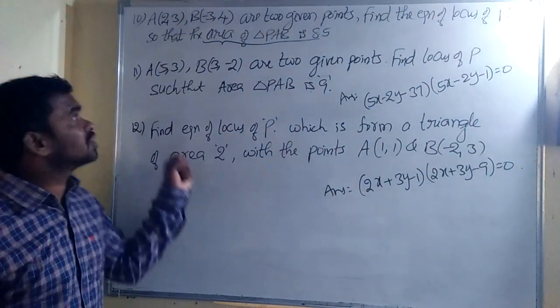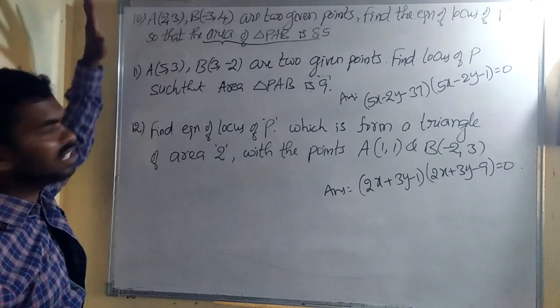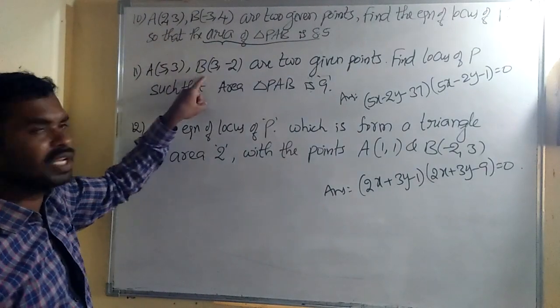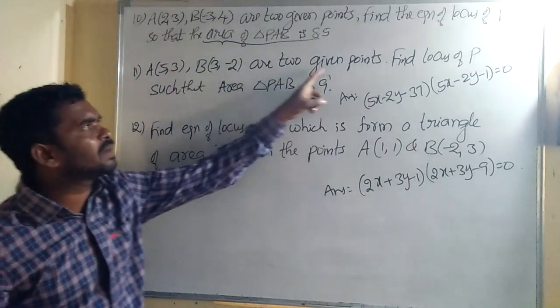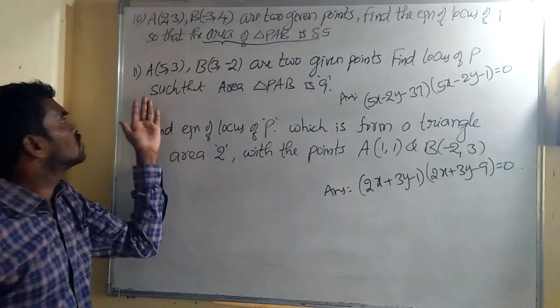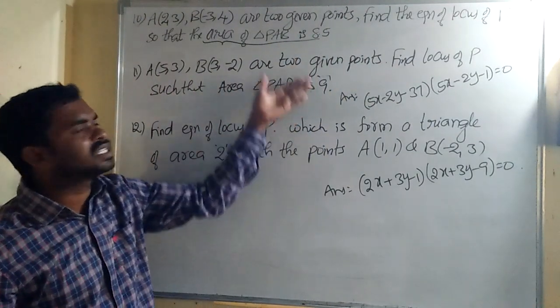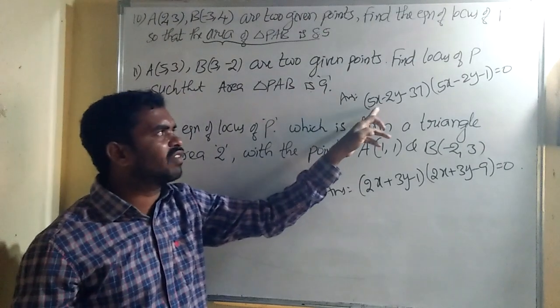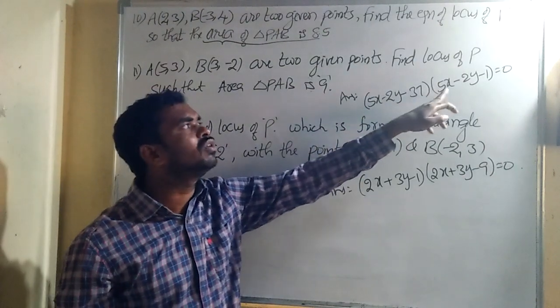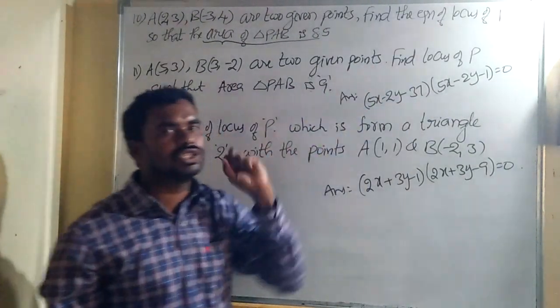Okay, next same type of questions. 10th one we did. 11th: A (5, 3), B (3, -2) are two given points. Find the locus of P so that the area of triangle PAB is 9. Same type of question. Answer is (5x - 2y - 37)(5x - 2y - 1) = 0.